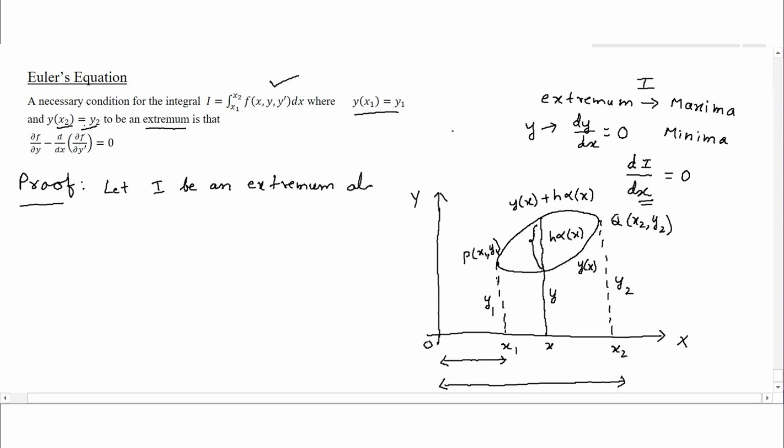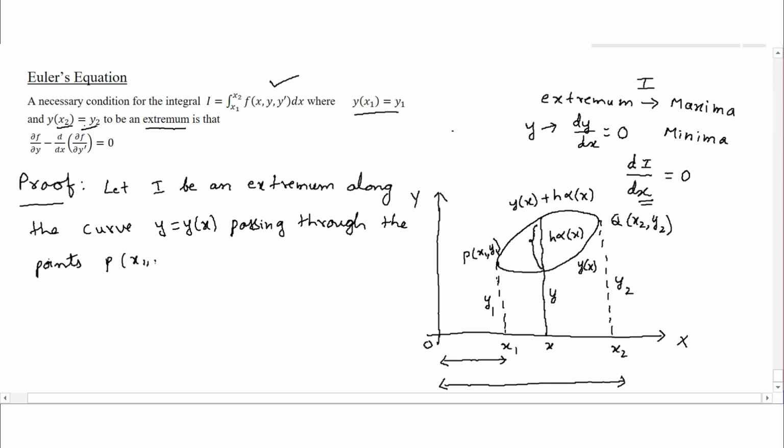along the curve y equals y of x. So this curve at the bottom that you have, y equals y of x, is the curve. Now this particular curve is passing through the points P of x1 comma y1, and Q of x2 comma y2. Those are the 2 points you can see in the figure.